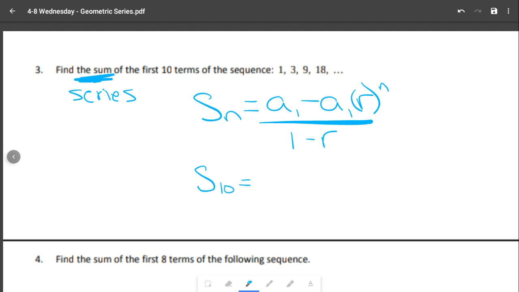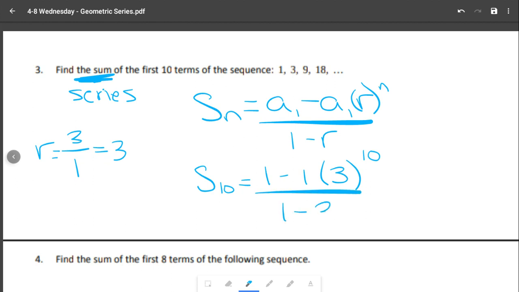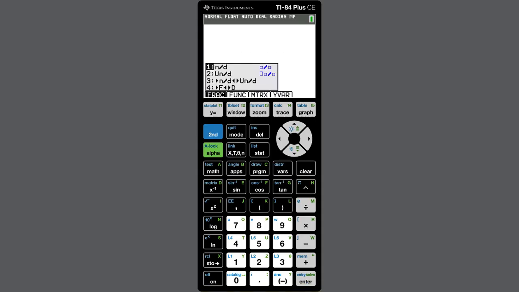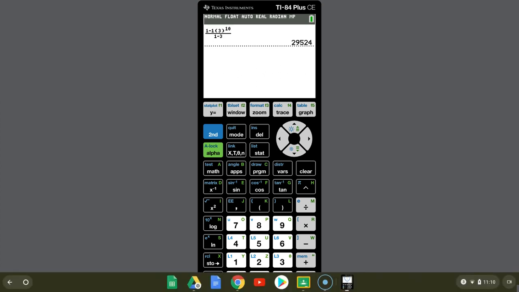So we're adding together 10 things. So n is 10. A1 is 1. R, remember, take a term, divide it by the one before. You should get 3. N is still 10. R is still 3. Plug it into your calculator. Alpha y equals choice 1. And plugging this in, you should get 29,524.